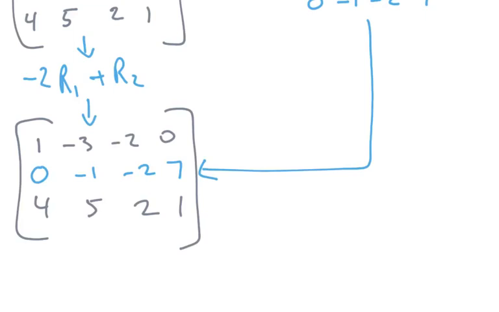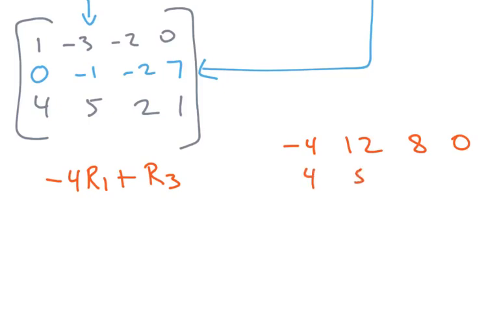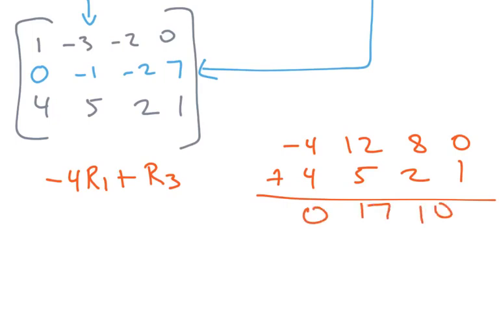Now I want this 4 to become 0. So what I'm going to do is -4 times row 1 plus row 3, and that'll create the new row. So actually let's do this first. -4 times row 1 is going to be -4, 12, 8, 0. We're going to add that to row 3. So 4, 5, 2, 1. We add these together, we get 0, 17, 10, and 1.